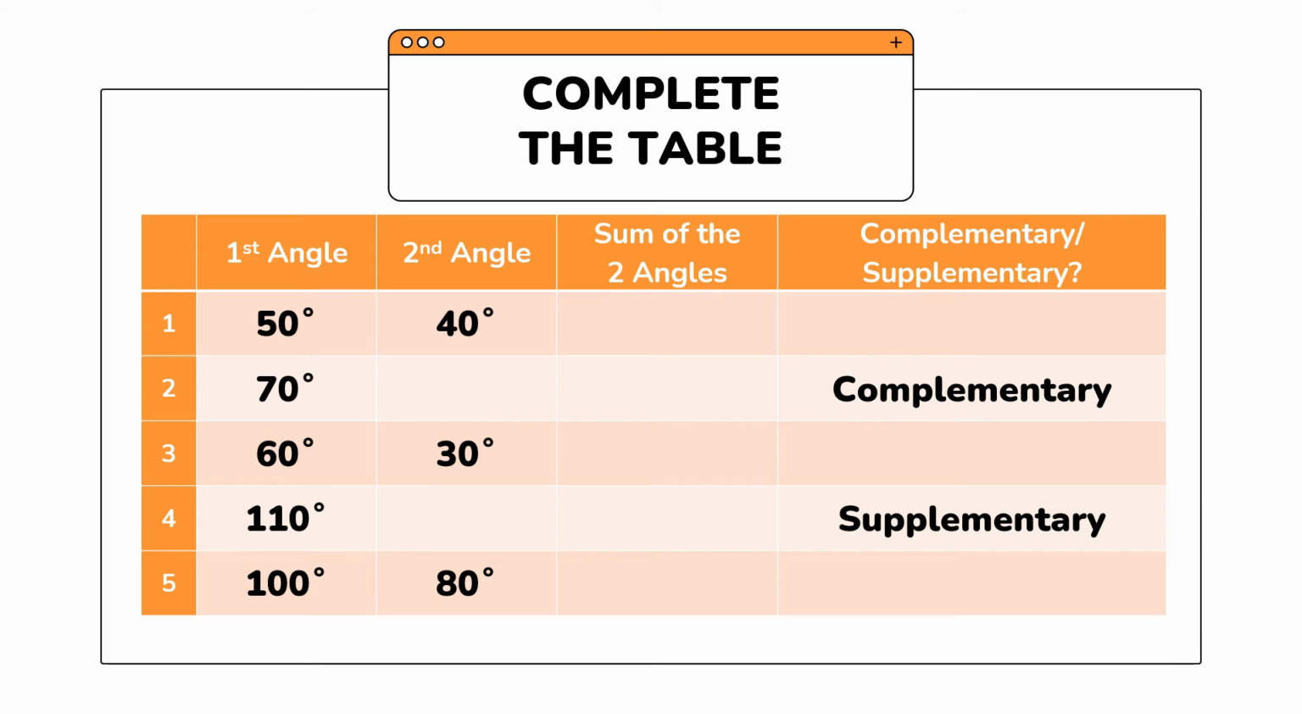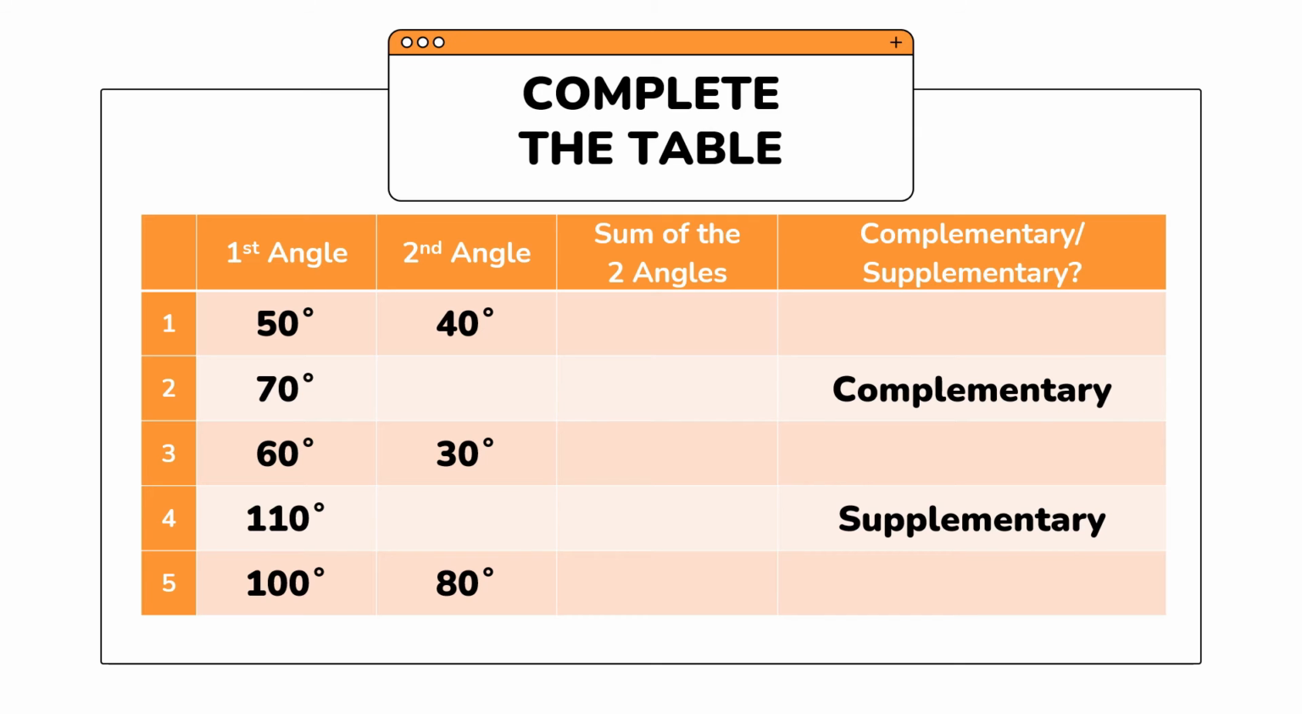Okay, for number 1, the given are the measures of the first and second angle, which is 50 and 40 respectively. Now, what is the sum of these 2 angles? Correct. So we got 50 plus 40, we have 90 as the sum. Now, since the sum is 90, is that complementary or supplementary? Very good. Those 2 angles are complementary because their sum is 90.